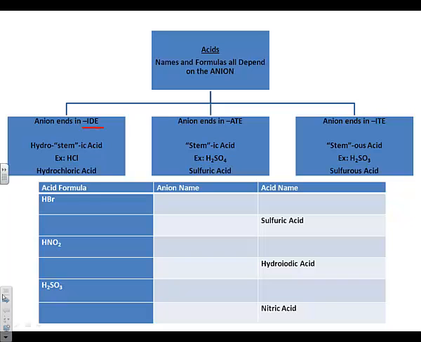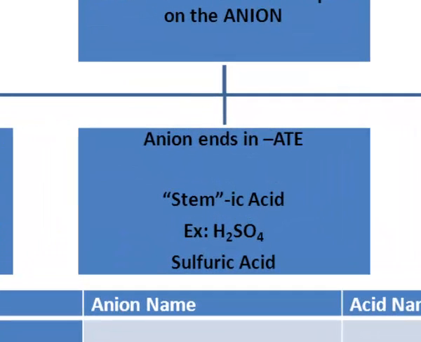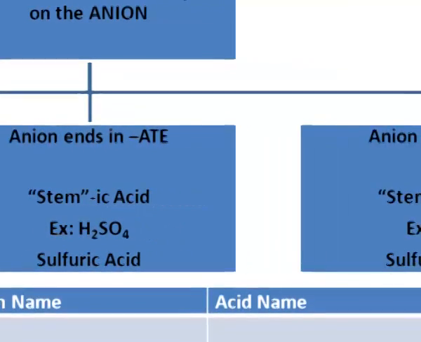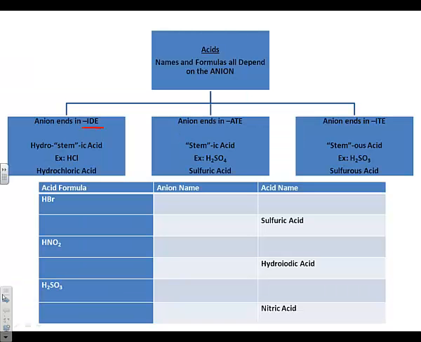Another thing to look for is if the anion ends in ATE. So now we're looking for a polyatomic ion. So we've got hydrogen bonded to some type of polyatomic ion ending in ATE, then no hydro prefix, but the ic still stays there as for our acid. And lastly, if the polyatomic ion ends in ITE, then the acid name will have OUS in it. The best way to do this is to just jump into a couple of examples. So why don't we do that?